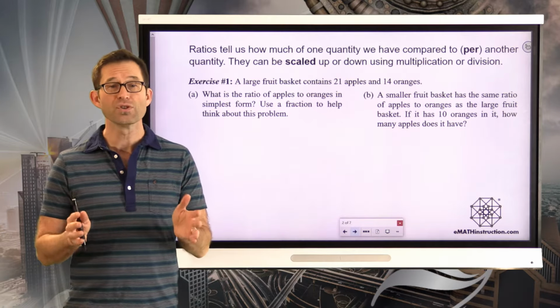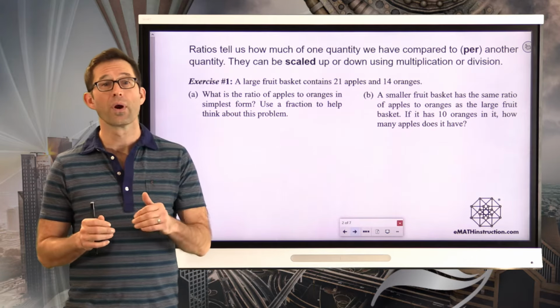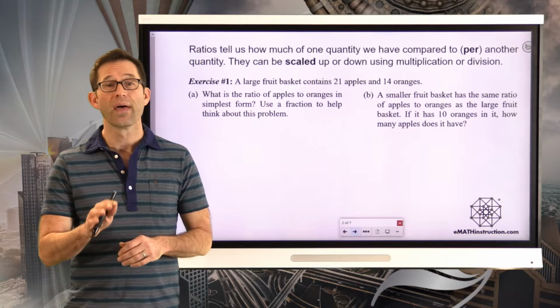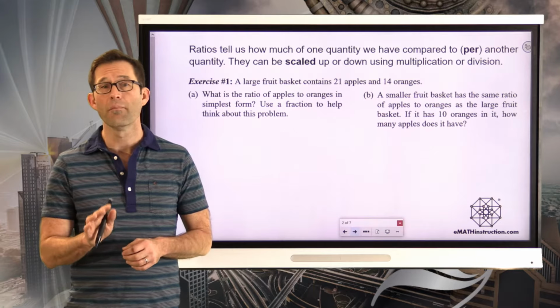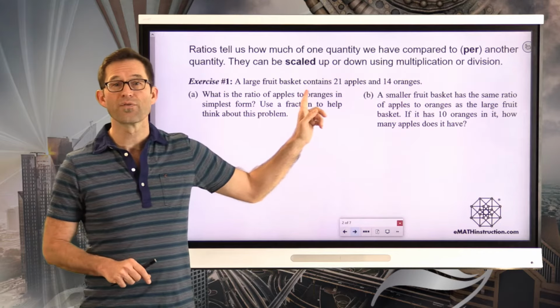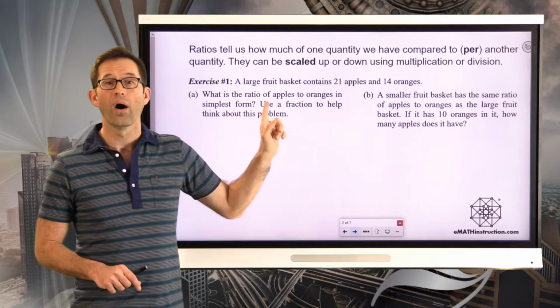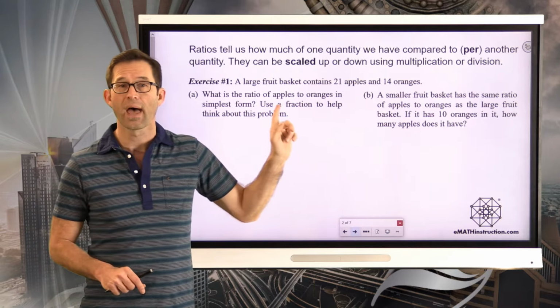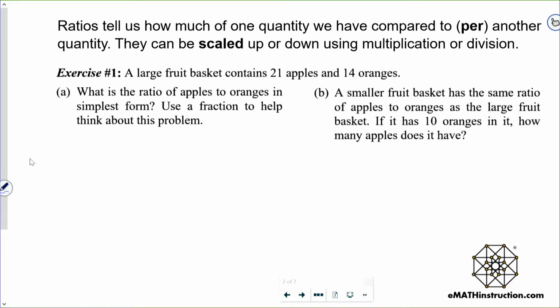Fractions are used all the time with ratios because remember, you can multiply the numerator and the denominator by the same number, and that will give you an equivalent fraction. So we like to use fractions a lot when we think about ratios. It's a natural device to use. We see this large fruit basket contains 21 apples and 14 oranges. We want to know the ratio of apples to oranges. We're going to see that phrase quite a bit, where we have ratio, apples, that word's important, to oranges.